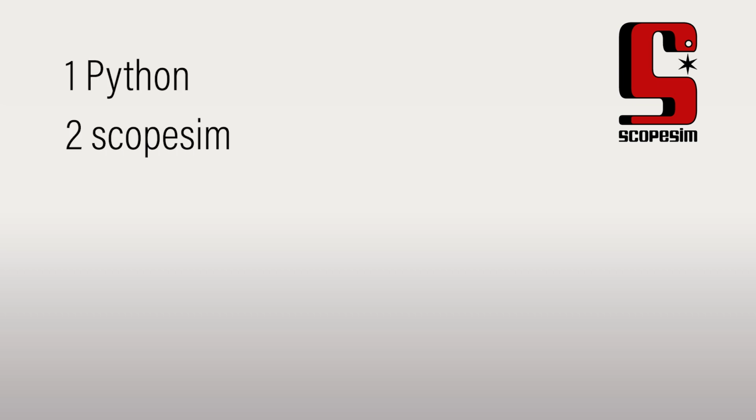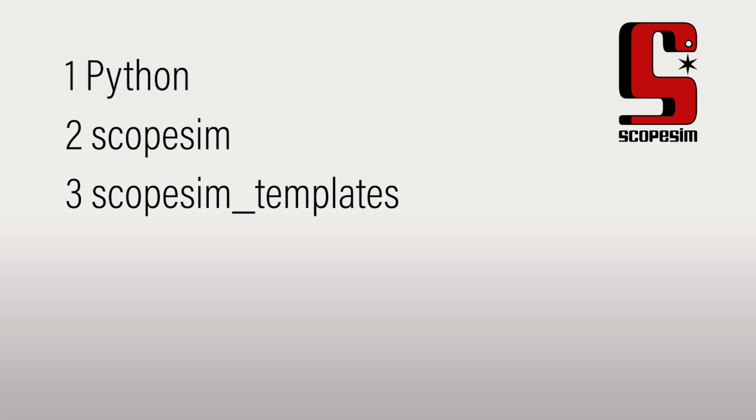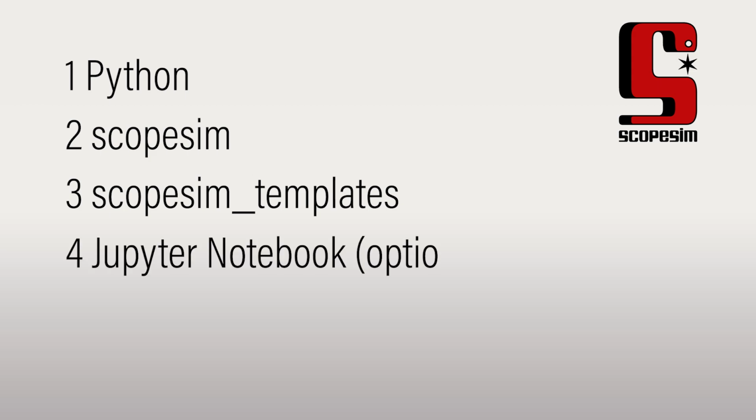To follow along with this tutorial, you will need a working Python installation. You will need ScopeSim and you need the ScopeSim templates. ScopeSim depends on standard scientific Python packages, such as NumPy and AstroPy, which are installed automatically when you install ScopeSim. For the tutorials, we will be using Jupyter notebooks, but the same code can also be run in a standard Python environment.